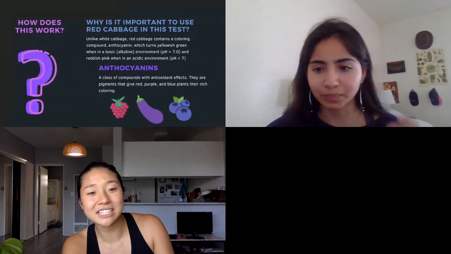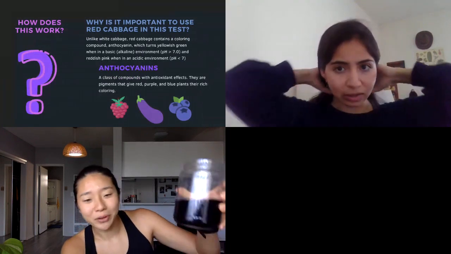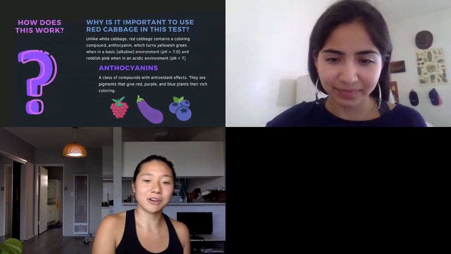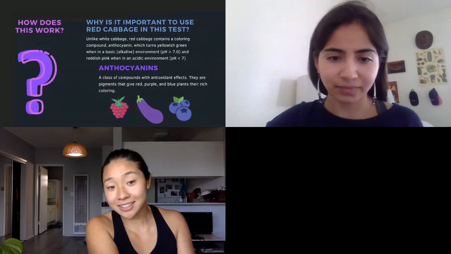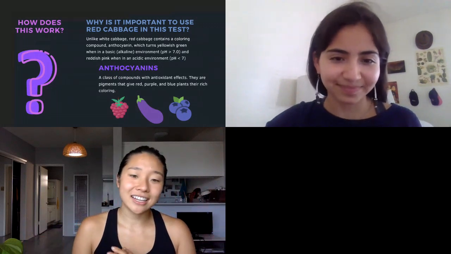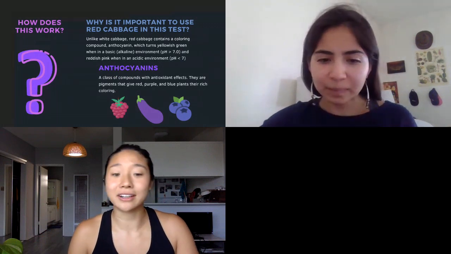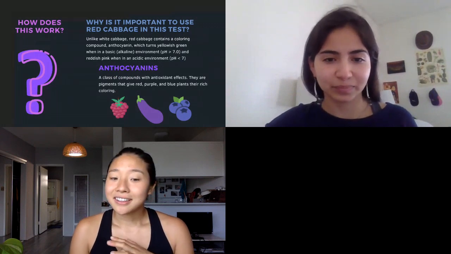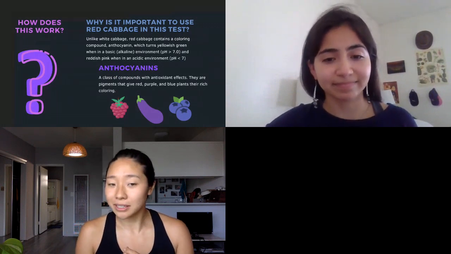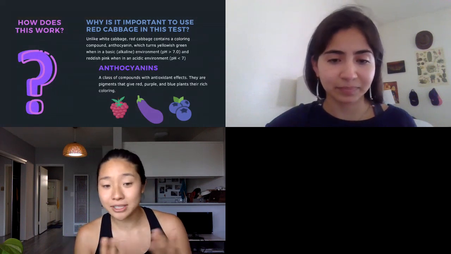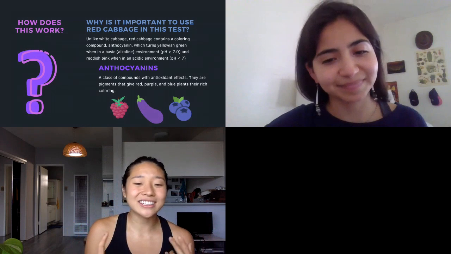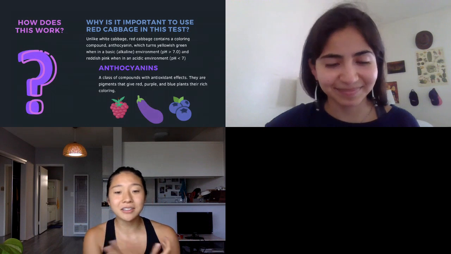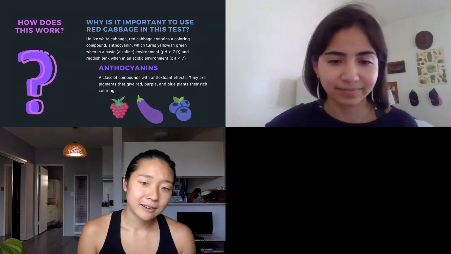So if we wanted to take a deeper look into how this boiled cabbage juice is such a powerful and accessible and just all around great pH indicator, we'd have to focus on anthocyanins. And anthocyanins, they sound intimidating, but they're actually really good for you. They have antioxidant effects, and they're found in a lot of things. It's a pigment, essentially, that gives red cabbage its purple red color, and it makes eggplants purple, blueberries blue, raspberries red. It's found in a lot of things all around us.